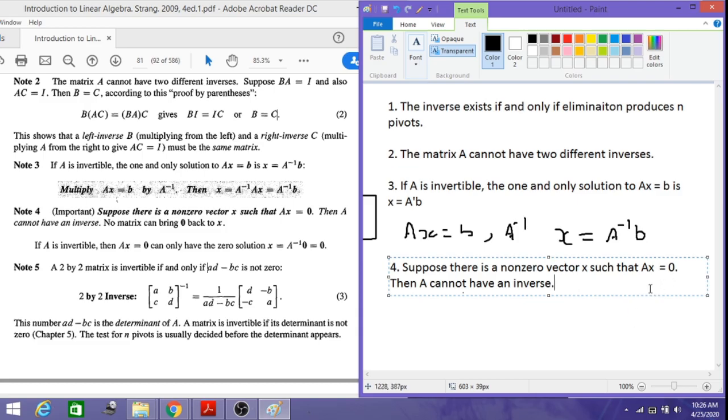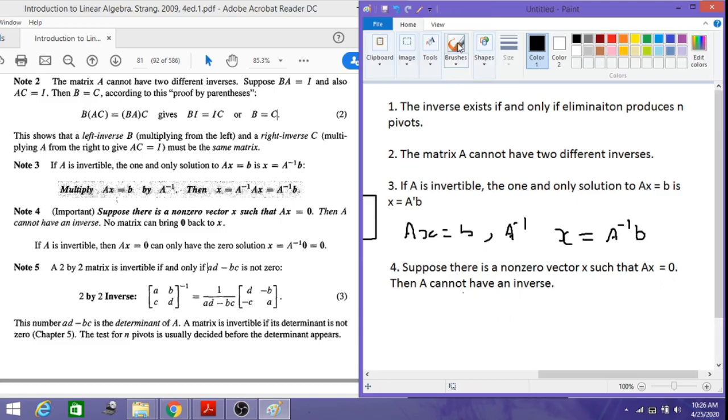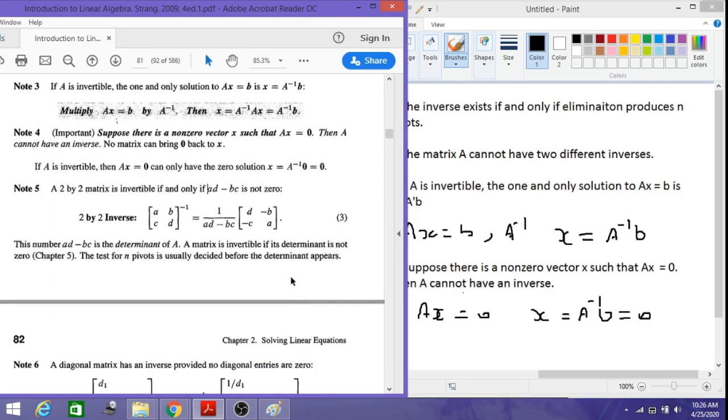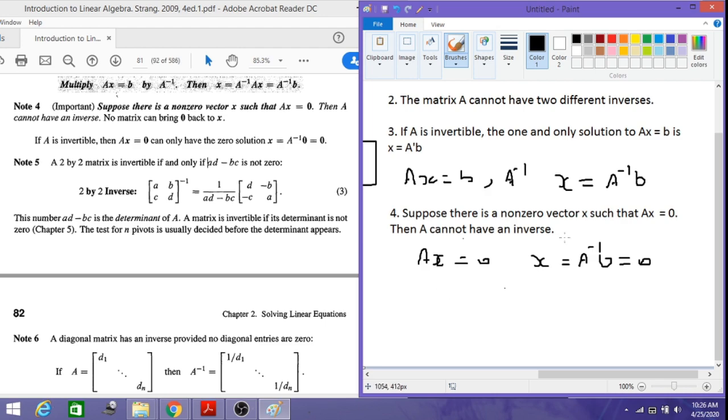So we can write like this, that is A into X equal to 0, then it can only have the 0 solution. Therefore if we take the A inverse, then what will happen? When we multiply A inverse on both sides, we'll get X equal to A inverse into 0, so we'll get 0. It means all the unknown values will be 0. So that is what it means.